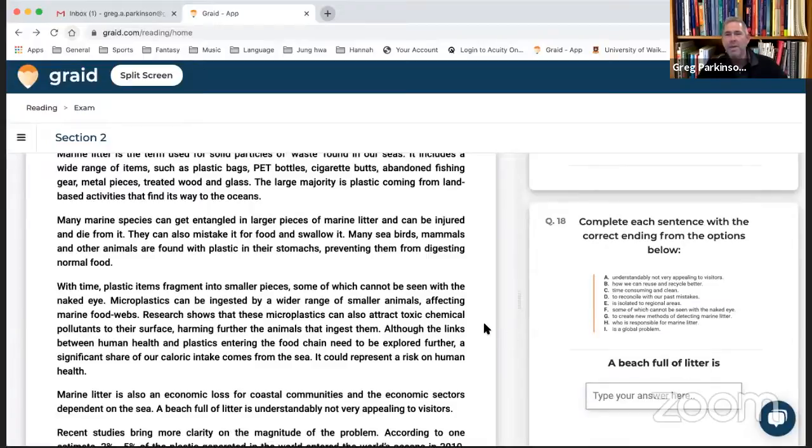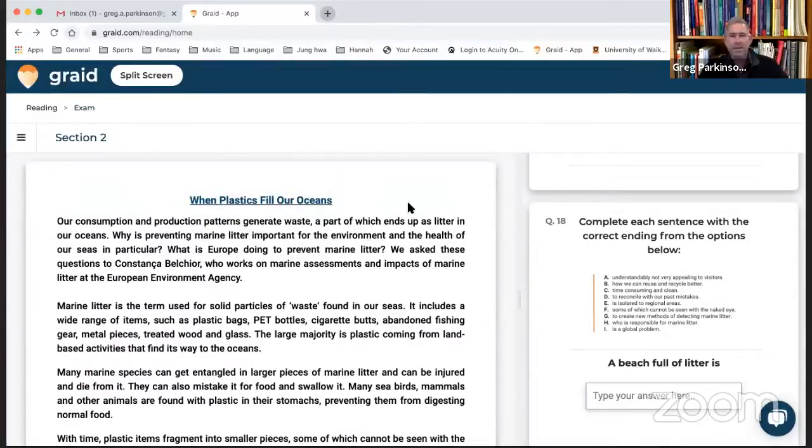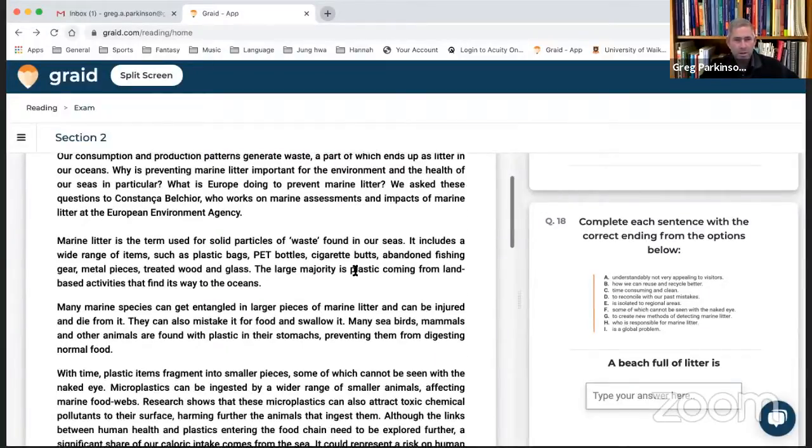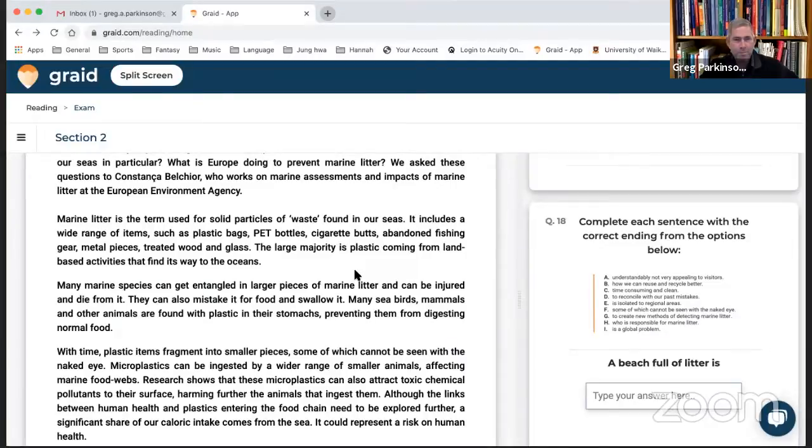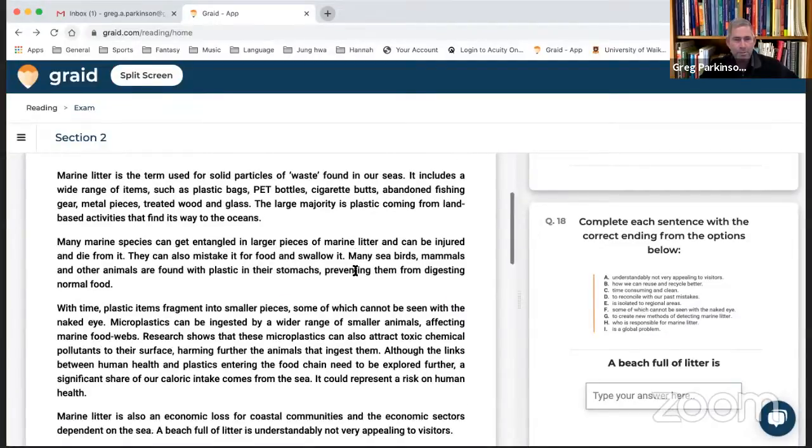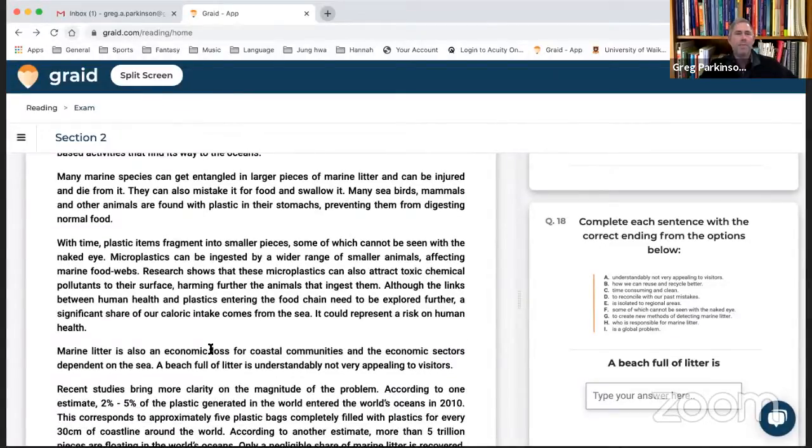Okay, so the same thing, a beach full of litter. Now, because we know that this topic is about plastics filling the ocean, litter, you've probably already noticed, is definitely a high frequency word. Let's focus on finding the word beach. Okay, in the fifth paragraph, hopefully you saw that as well. So we have this sentence: a beach full of litter is understandably not very appealing to visitors. And that is the same as answer A.